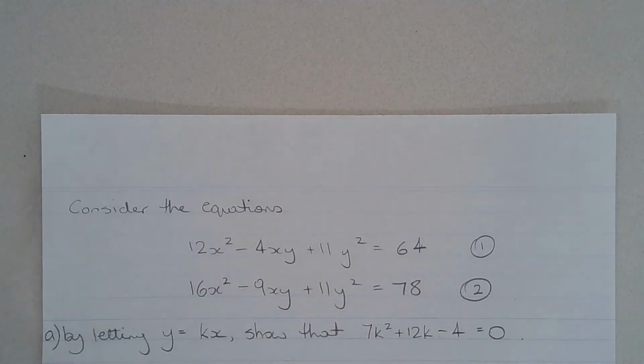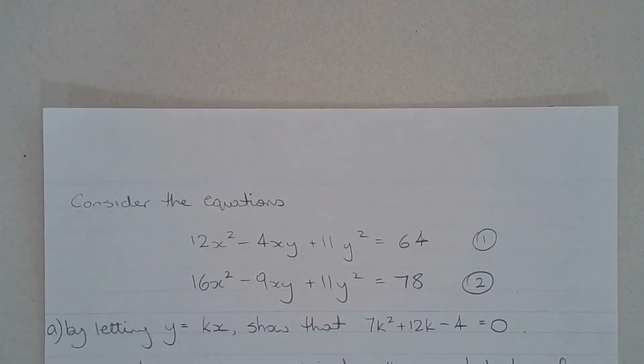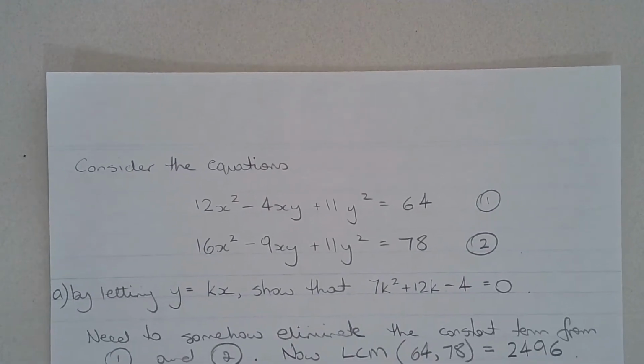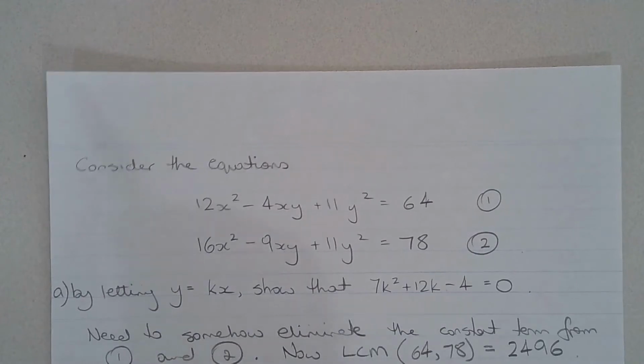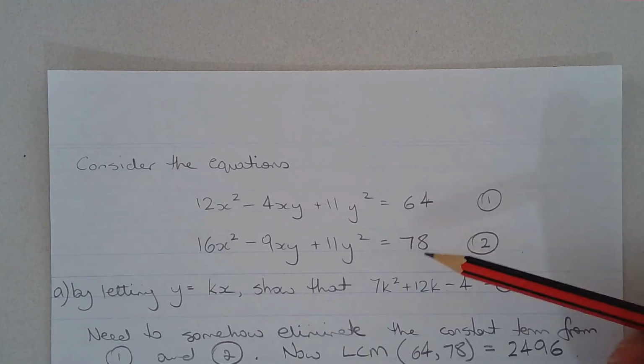There are two parts to this question. Part A: by letting y equals kx, show that 7k squared plus 12k minus 4 equals 0. I've got the solution here, so we're going to go through this one step at a time. In order to solve this, one of the clues is that we need to eliminate this constant term.